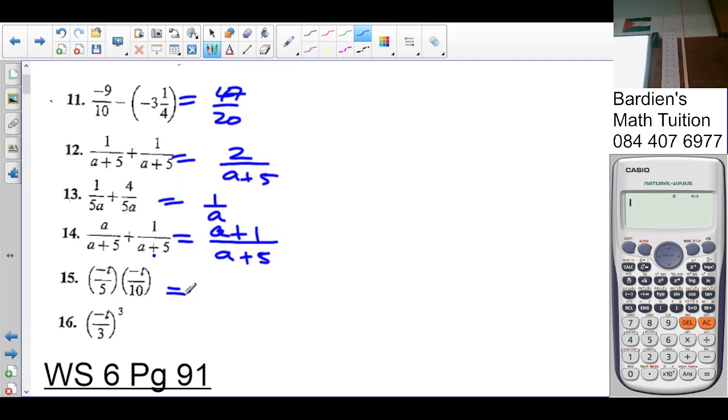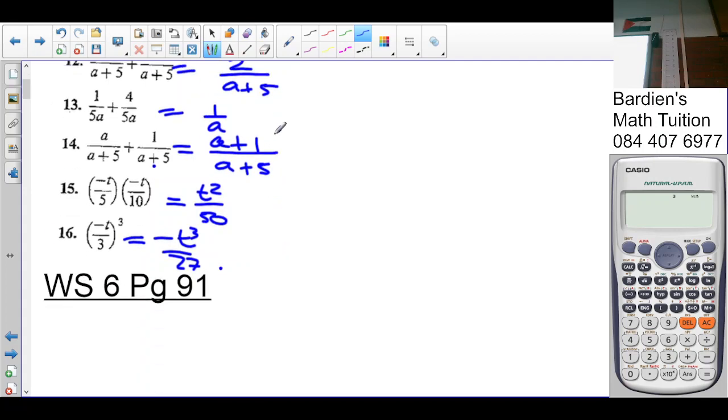Some of you probably saw it as a 1. What's negative times negative? Positive. So why are you writing negative? We're talking about the next sum. Okay. So it's going to be T squared over 15. So what is your answer here, Michael? Nice. Negative T cubed over 20. People, any issues with numbers 11 to 16? None. Alright, let's carry on.